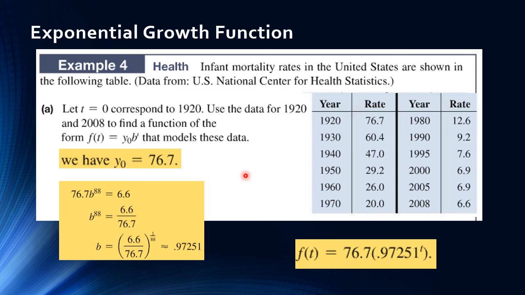Okay, and this problem asked us to find the actual formula. So again, we plug that back in. This is our b, remember? We were calculating b, and so we just plug in all these values. Y sub 0, 76.7. B equals 0.97251 raised to the t.